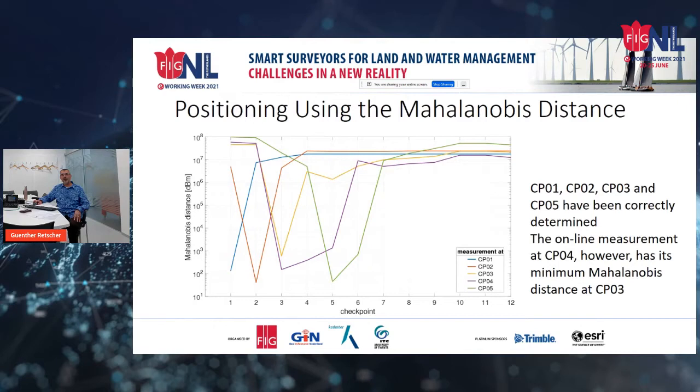Here you have an example positioning using the Mahalanobis distance. We have to look at the minimum distance, and for the 4 points, 1, 2, 3, and 5, we got the correct minimum. But for CP04, we have a minimum Mahalanobis distance at 0.3. So this would be a mismatched position then.